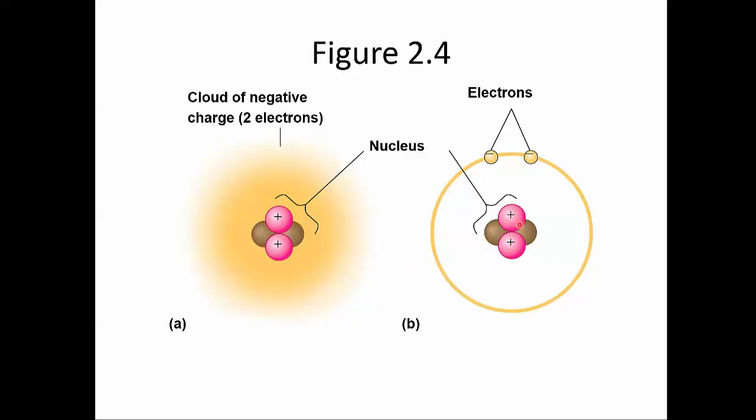Now, generally speaking, the number of electrons equals the number of protons, except for in ions, as you may know. If you have a negative ion, you have more electrons than you have protons, for example.